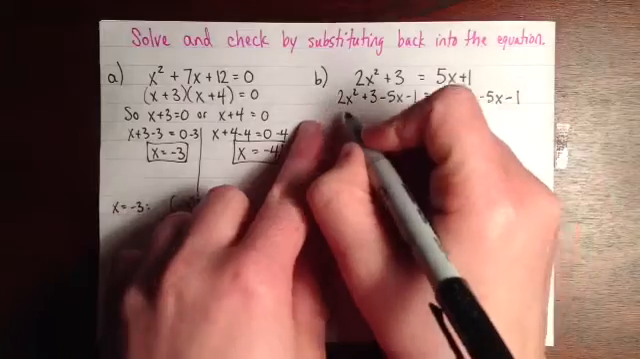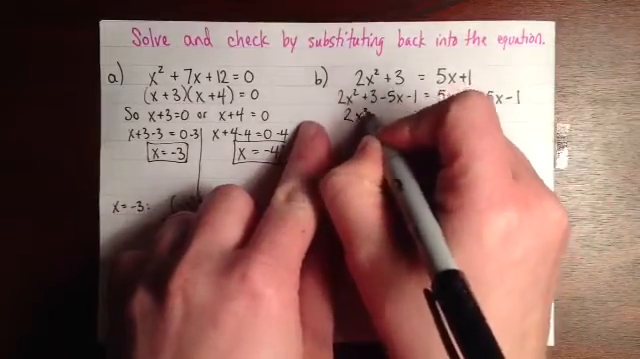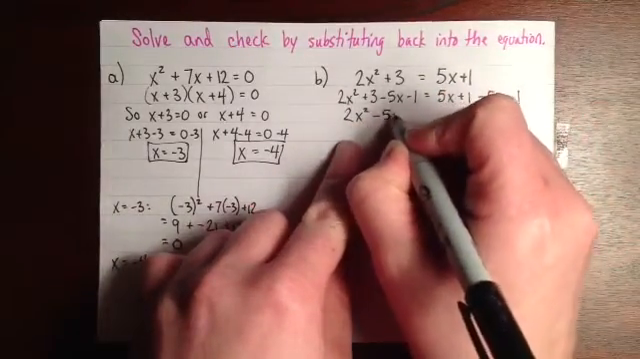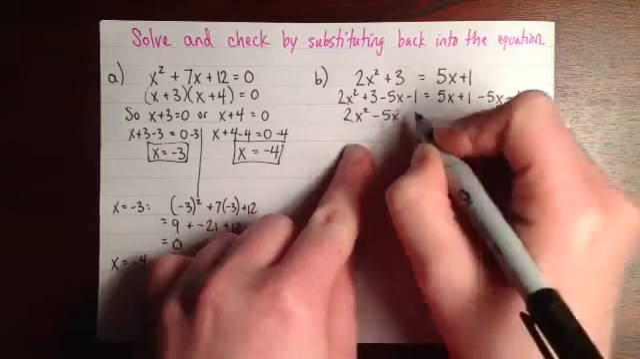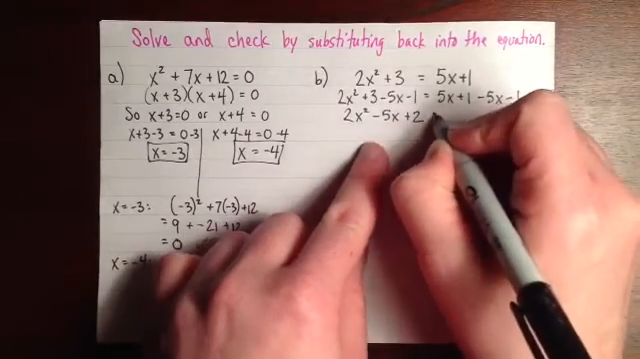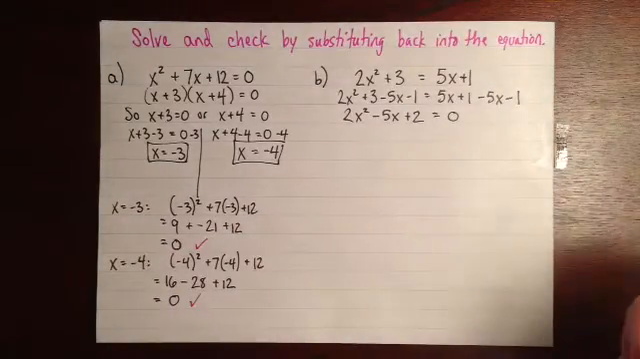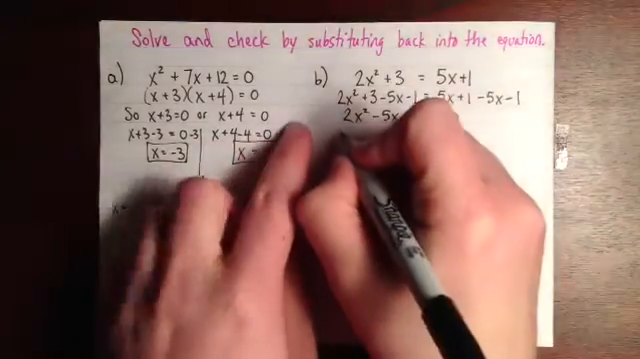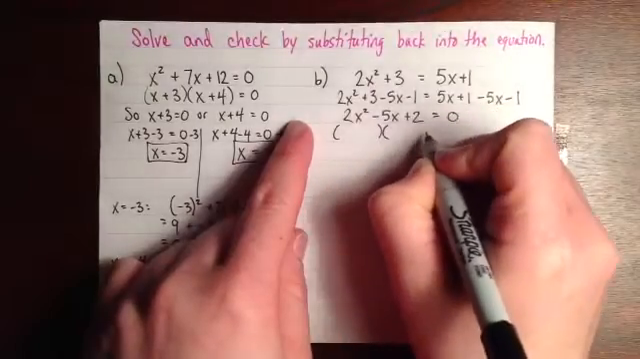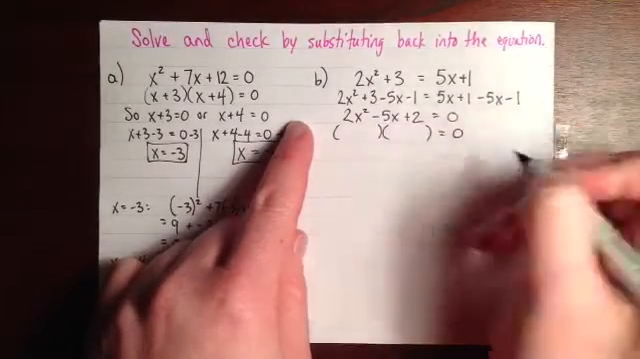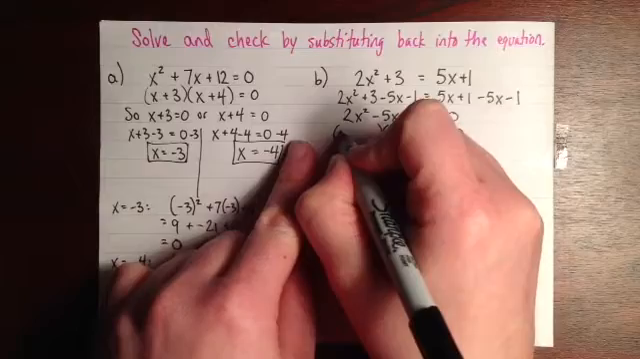Okay. And then over here I get 2x squared minus 5x plus 2 equals 0. Okay, so I've rearranged it to equal 0. Now I need to factor this. So I'll just use trial and error.